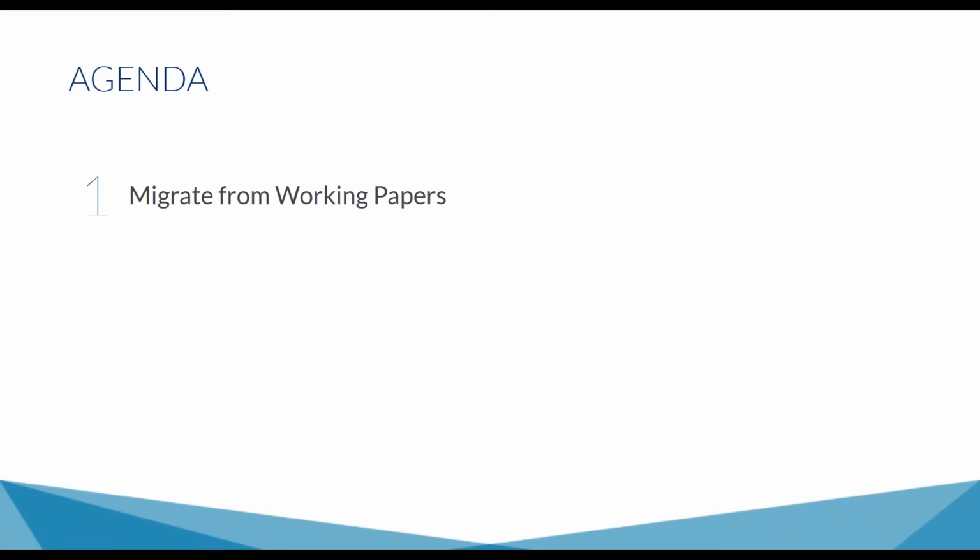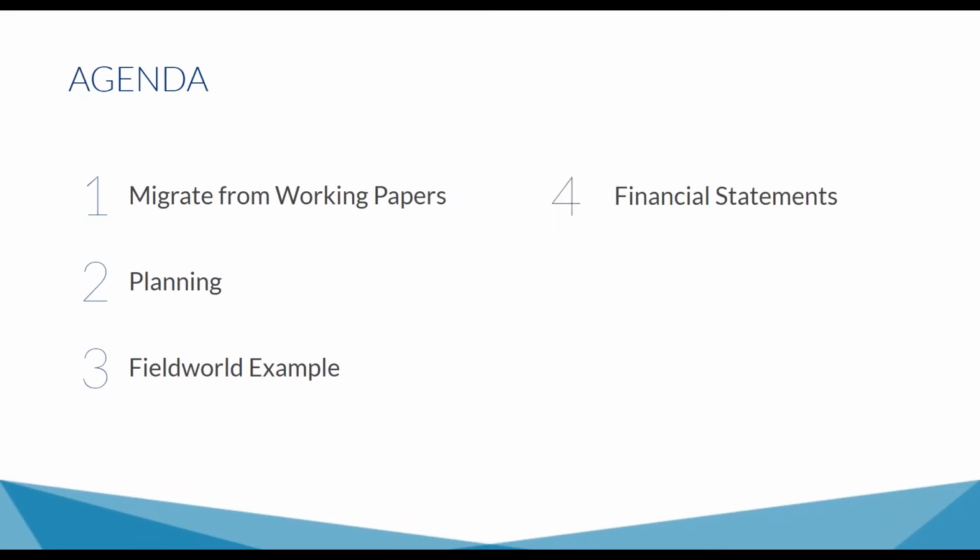So what does our agenda look like for today? We're going to start with migrating working papers file trial balance to RCT. Once we have that working papers data, we will start our planning process and answer a few questions to get our engagement started. From there, we will go into our fieldwork and show you how documentation flows in RCT. Then comes my favorite part of RCT, which is the financial statements. We will get into how easy it is to create a financial statement note just from scratch.